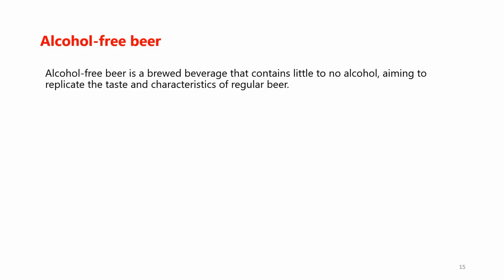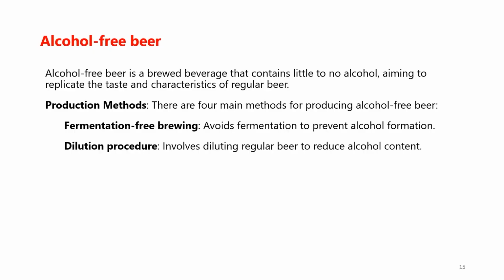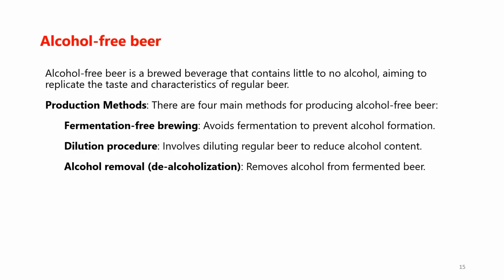One popular drink is the alcohol-free beer, which is a brewed beverage that contains little or no alcohol, aiming to replicate the taste and characteristics of regular beer. It is produced by 4 main methods. Fermentation-free brewing avoids fermentation to prevent alcohol formation. Then the dilution procedure involves diluting regular beer to reduce alcohol content.